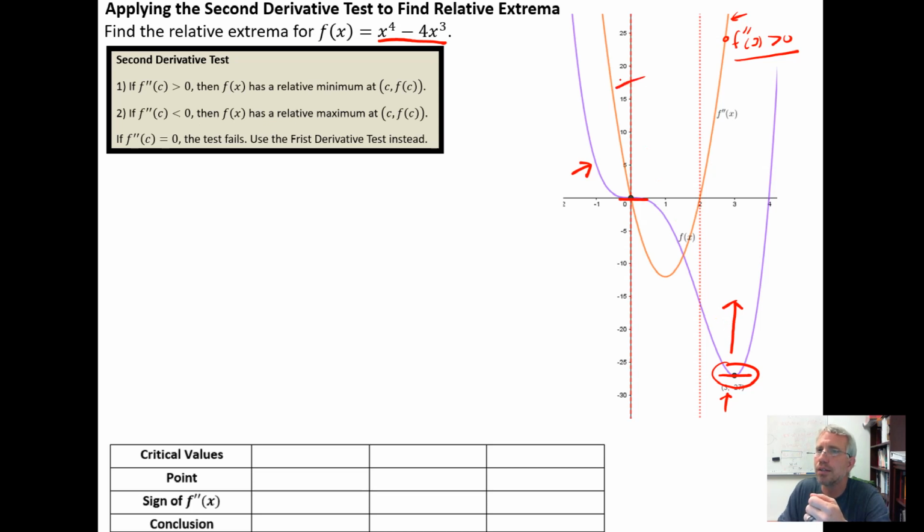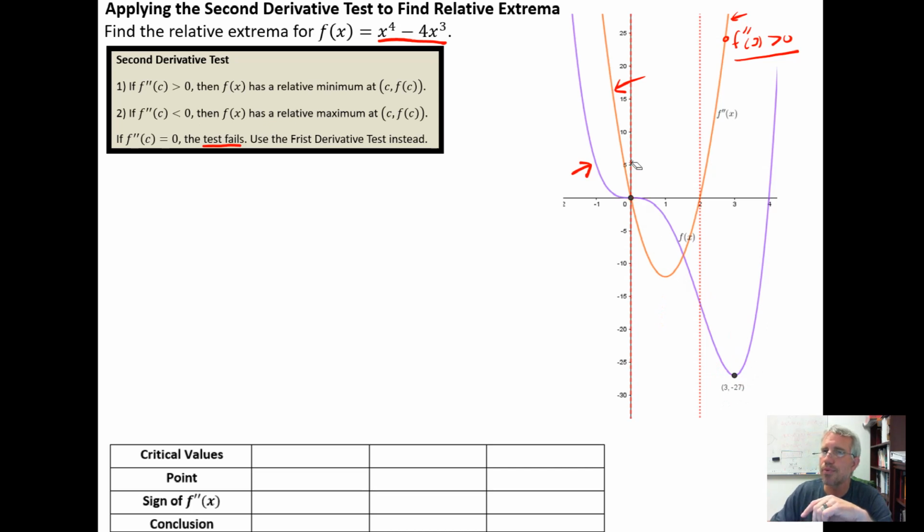Whereas here, the second derivative is actually equal to 0 at the critical number x equal to 0. So the second derivative test is going to be non-applicable in this case, because we need to know whether the second derivative is positive or negative to identify whether the graph is concave up or down.